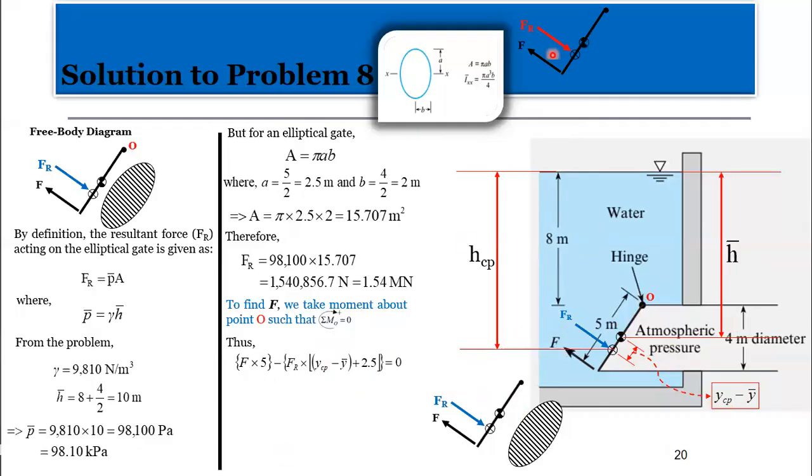So from here, if I consider a diagram again, I'm just making some clarifications, okay? The YCP is actually here. This is what I'm calling the YCP minus Y bar. So from here, if I make F the subject, I have F equal to the whole of this across the equal sign, divided by 5. The only thing I need to determine is YCP minus Y bar, because I already know FR and everything here. But we have to recall that YCP minus Y bar is actually equal to I bar over Y bar times A.